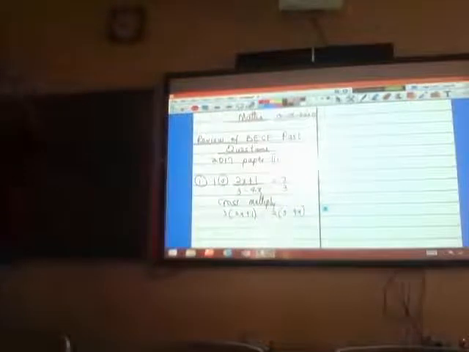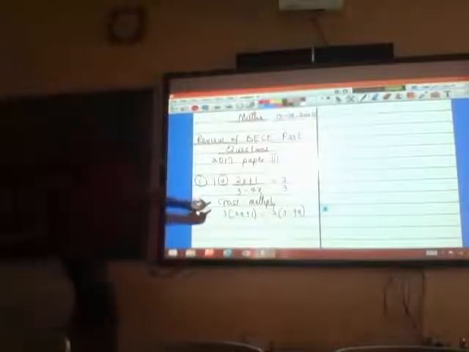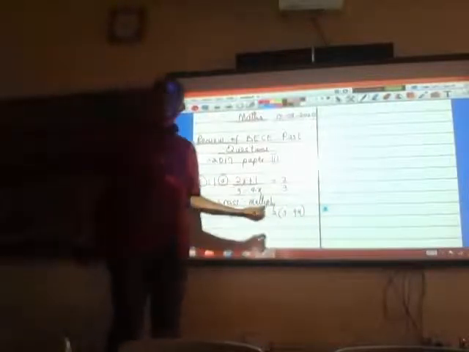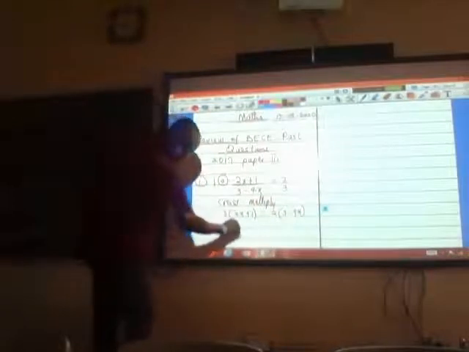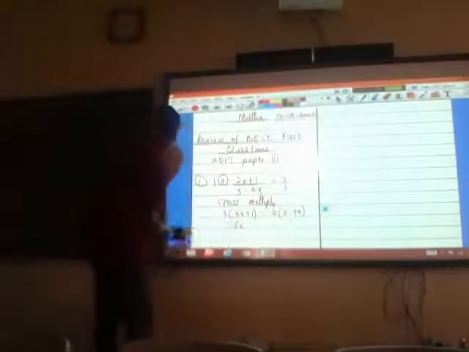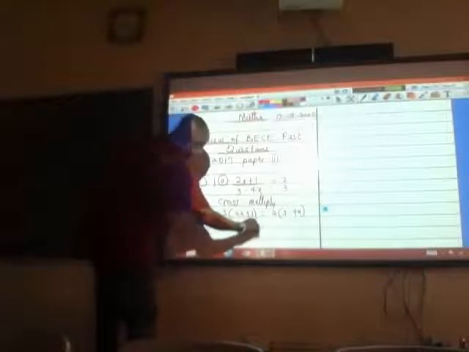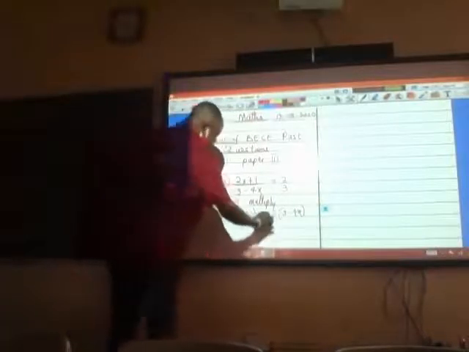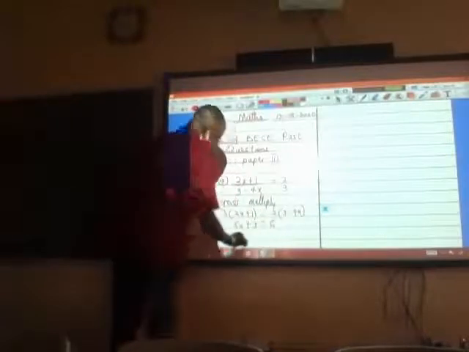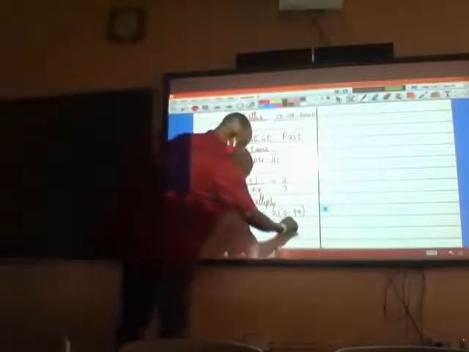The next thing, since I have introduced brackets, is to remove the brackets. The multiplier at the left hand side is 3, so 3 multiplies each term in the bracket. 3 times 2x will give you 6x. 3 times plus 1 is plus 3. And at the right hand side, 2 times 3 is 6, and 2 times minus 4x will give you minus 8x.